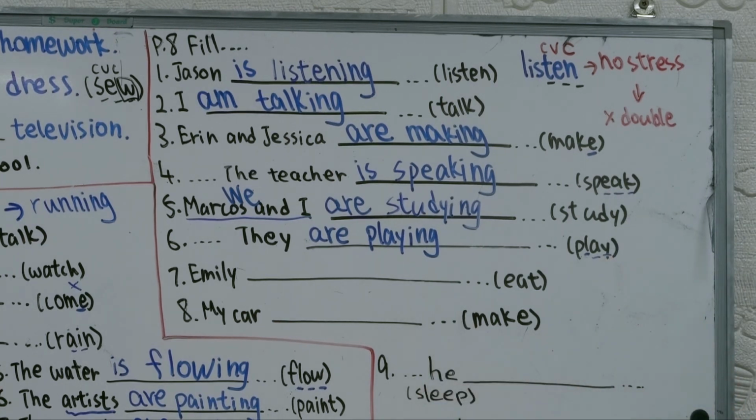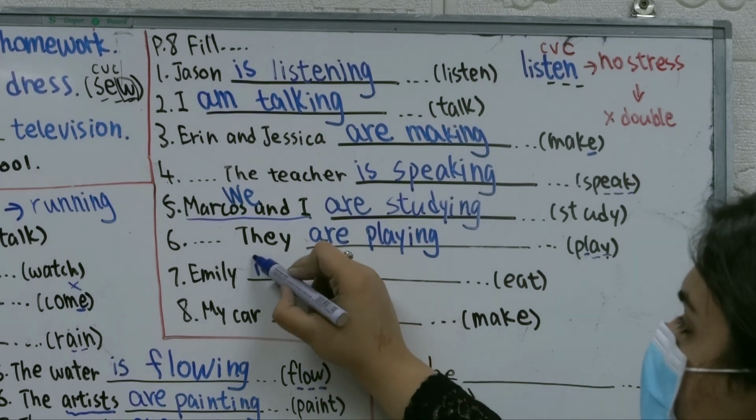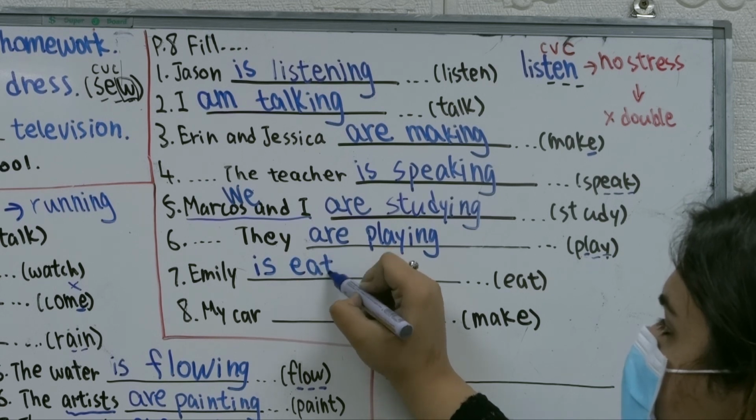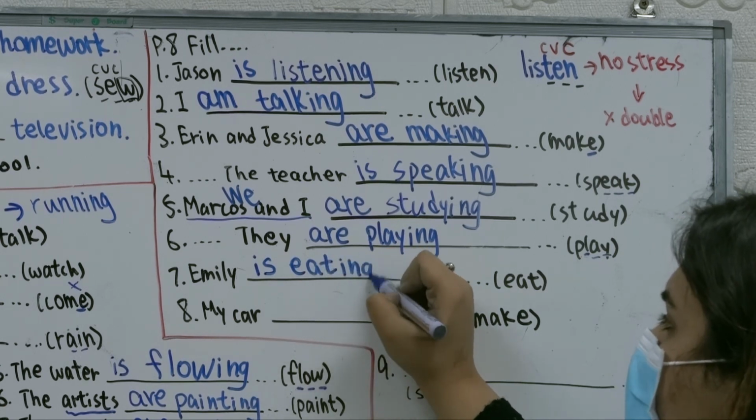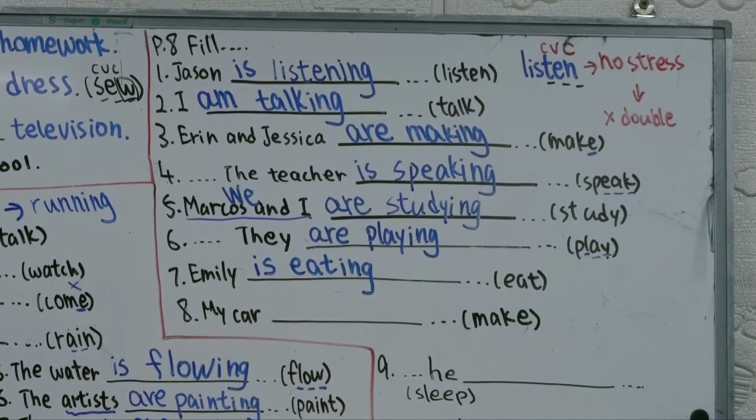Keep going. Emily, space, breakfast now. Eat becomes, is eating. Subject Emily is one person. So that's why we use is. Check your answers, please.